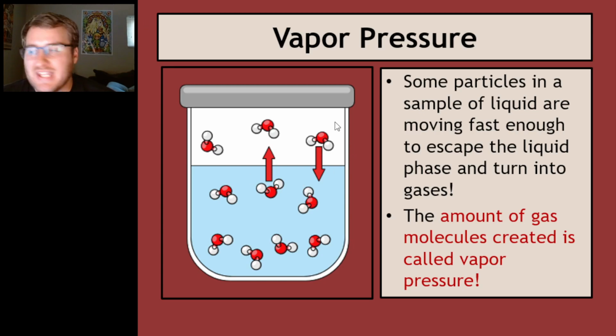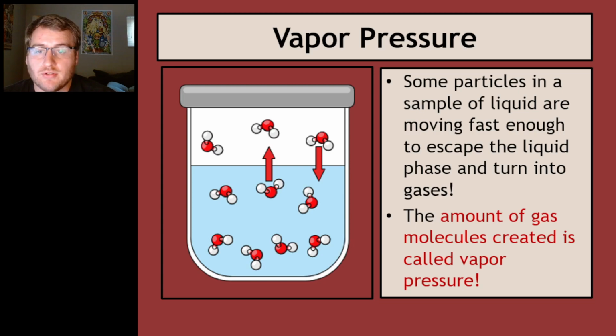And then once some of the gases slow down, they turn back into the liquid phase. And this cycle happens all the time. And this will happen with any sort of liquid. If you have a bottle of soda, you have a little bit of gap at the top of that bottle of soda. That's actually full of vapor. And that's part of the reason that when you open it for the very first time, it releases some pressure. That vapor pressure is being released. The amount of gas molecules created is called vapor pressure.